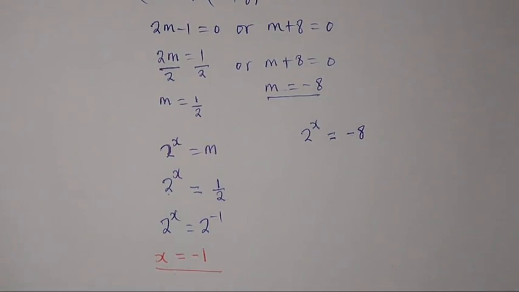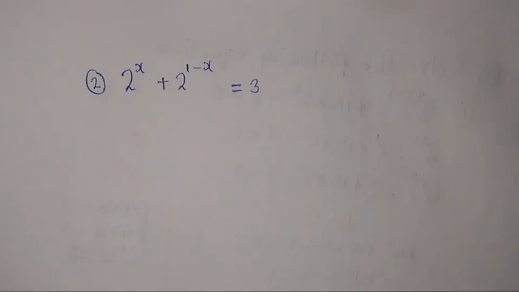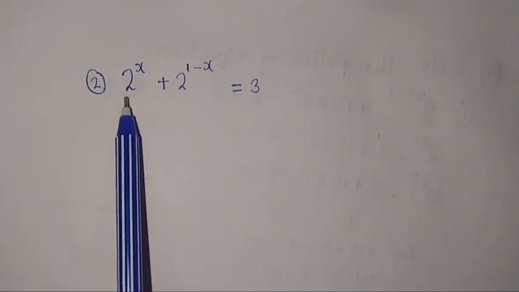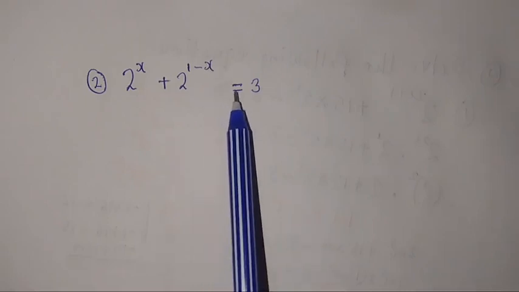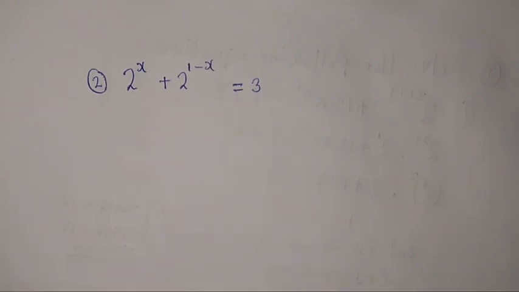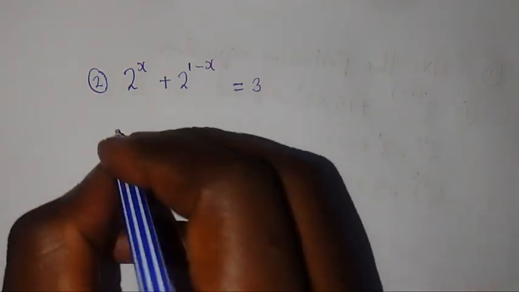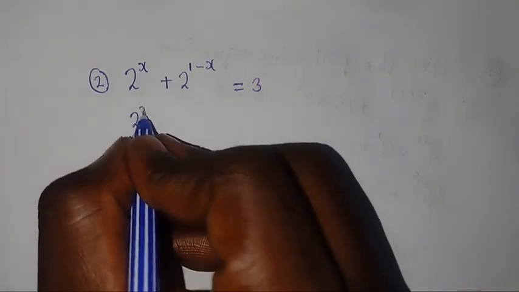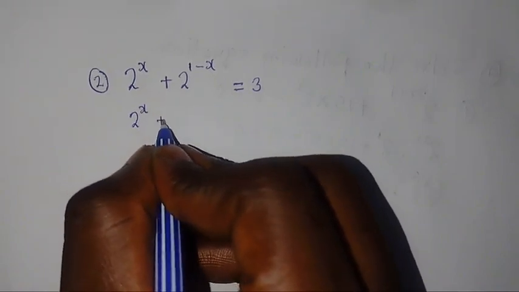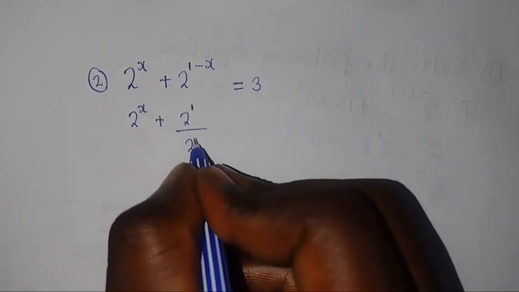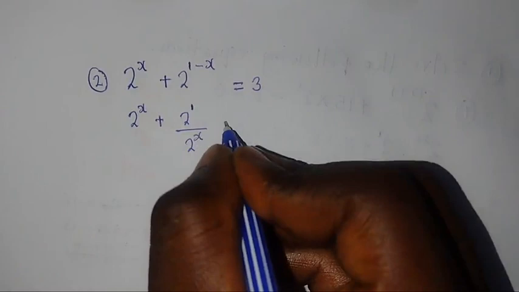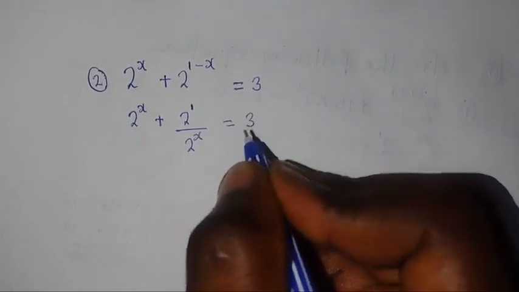We can go to the second one. Alright guys, so we've now come to our question 2. We need to solve 2 raised to the power of x plus 2 raised to the power of 1 minus x is equal to 3. So here we are just dealing with these equations. Again, the way we are going to write this one, we are going to write it as 2 raised to the power of x plus 2 raised to the power of 1 over 2 raised to the power of x is equal to 3.